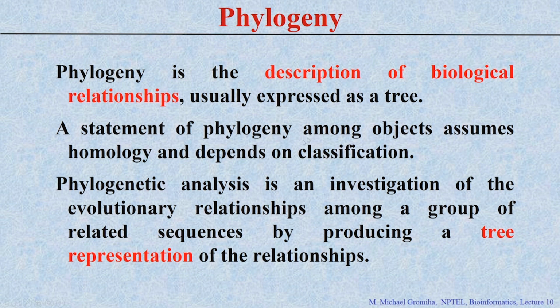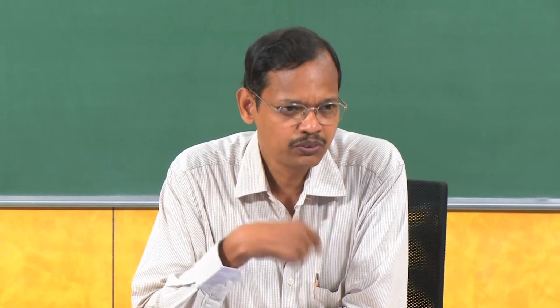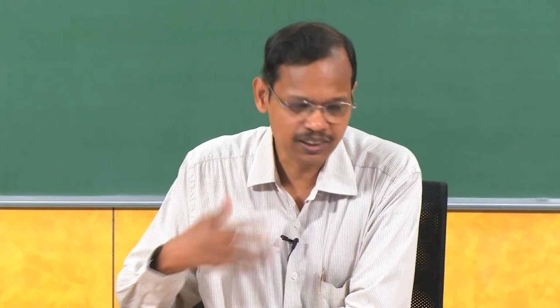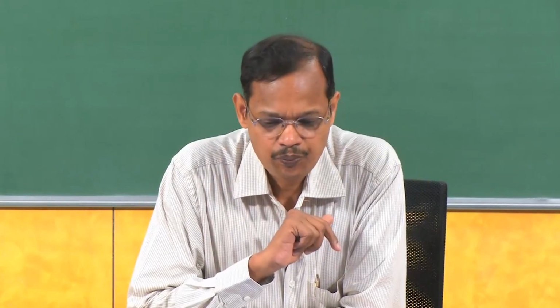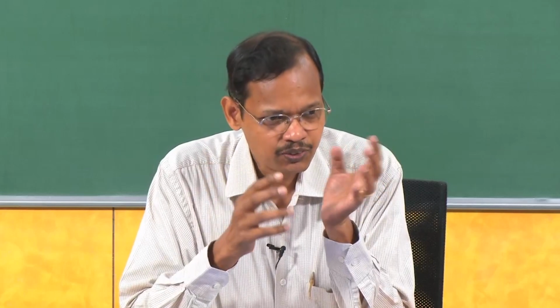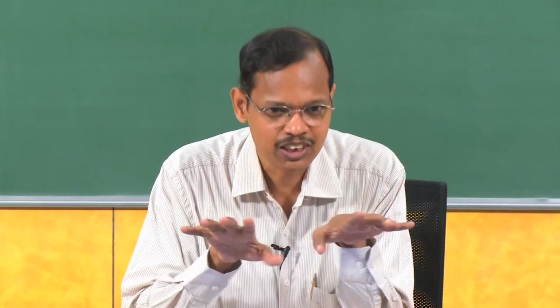So, this is among different objects, which assumes homology because they are similar to each other, and this also depends upon how they classify. So, then what is phylogenetic analysis? It is the investigation of the evolutionary relationship among different organisms, among a group of related sequences, by giving a tree-like representation, just as we discussed earlier. So, we give a tree-like representation to understand the evolutionary relationship. In fact, there are various ways to explain the relationship, but this is the easiest way, right.